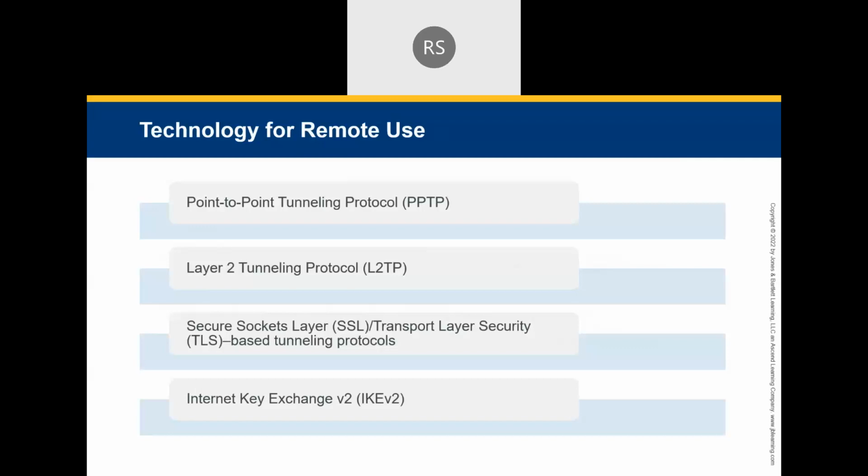Last, we'll talk about Internet Key Exchange version 2. Now, this is a protocol that establishes and manages security associations for IPsec. It does offer high reliability, and it does support seamless roaming between networks. So this is something that makes it ideal for use with mobile devices. IKEv2 also provides strong security features and efficient reconnection capabilities.